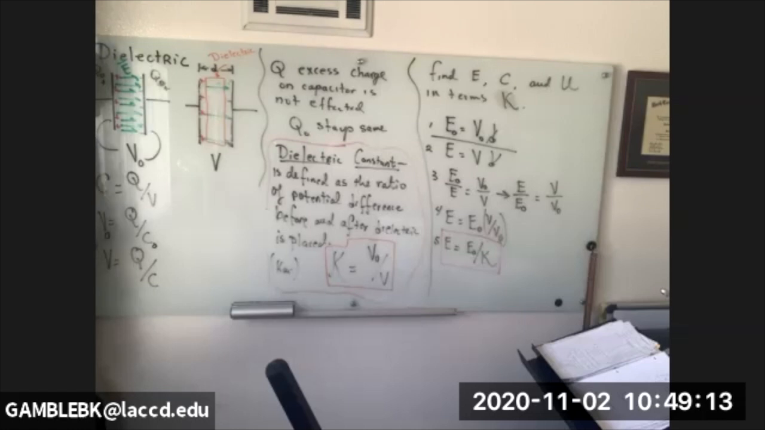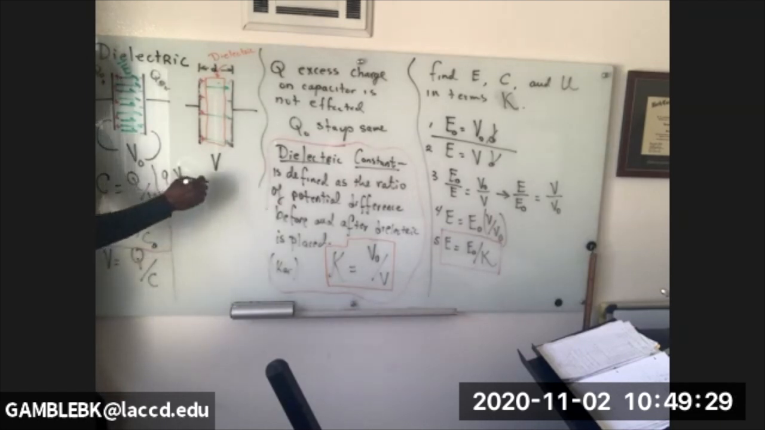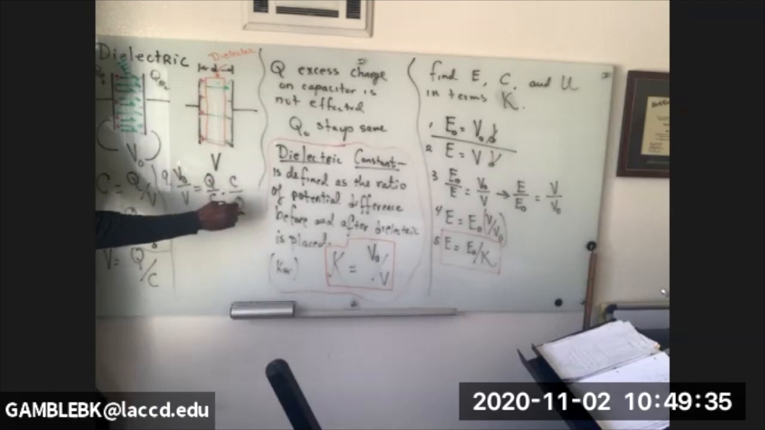So again, you do the same thing. You can divide these two equations. So you're going to get V naught over V equals, dividing is the same as multiplying by the reciprocal, right? So you get Q over C naught times C over Q.